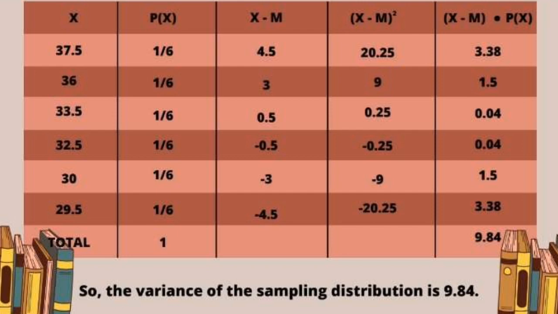The next thing we will do is to square the differences in the third column. And for the last column, multiply the result of the previous column by the corresponding probability. After all, add the results. So, the variance of the sampling distribution is 9.84.